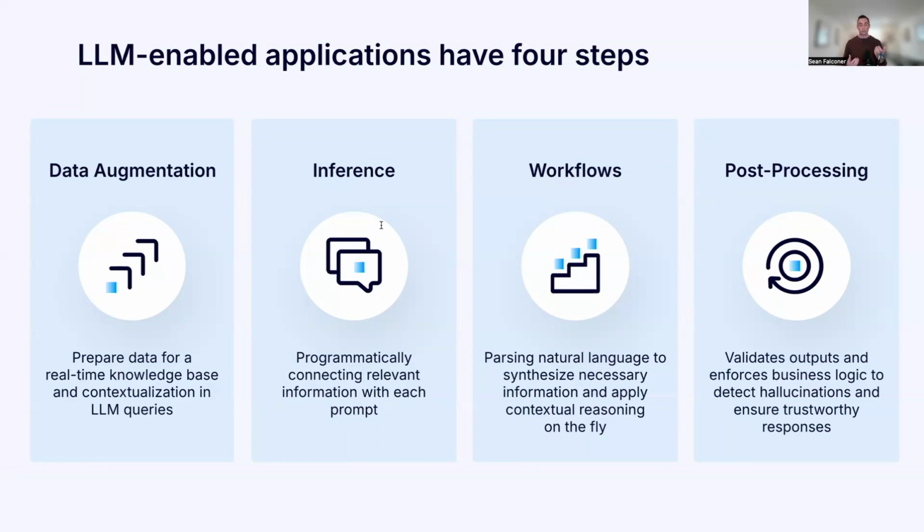The third step is workflows, or you could extend this to things like agents. How do you take natural language and synthesize that into high quality information, apply contextual reasoning on the fly, connect it to other data systems, other SaaS applications to take actions within this sort of messy enterprise architecture? And then the final step is really post-processing, which is enforcing business logic, compliance requirements with more transparent models, re-rankings, all kinds of things that go into this to ensure that the LLM returns a reasonable response.